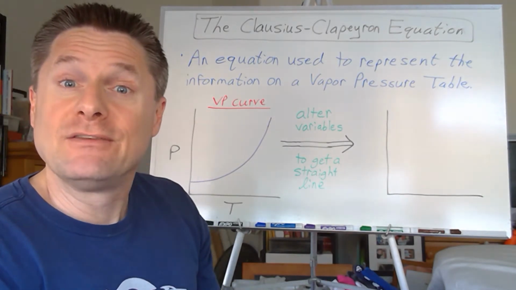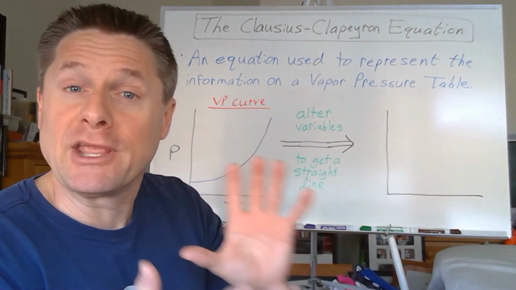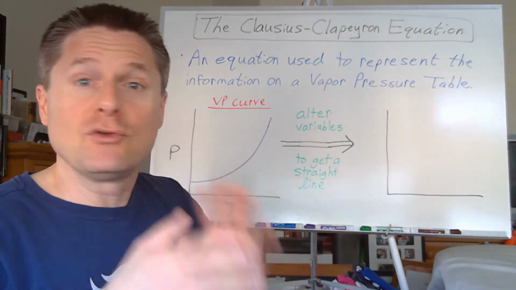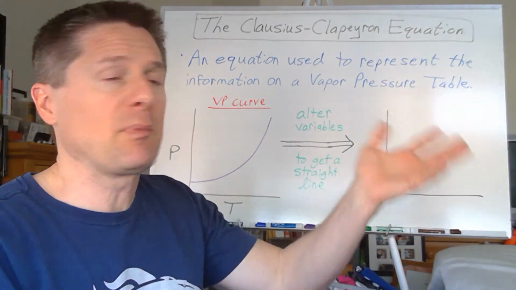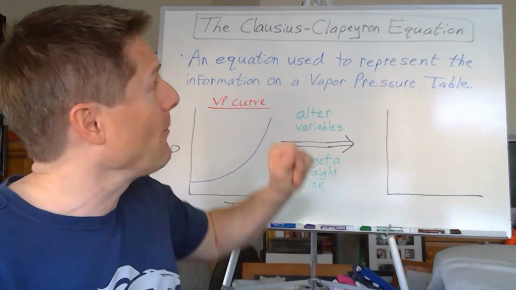The reason we like to do that is to get a mathematical equation to represent that particular plot. Once you have that equation, you can just calculate what the vapor pressure is at a given temperature, or what temperature would give you a certain vapor pressure. You just pop it into the equation and you're good to go.